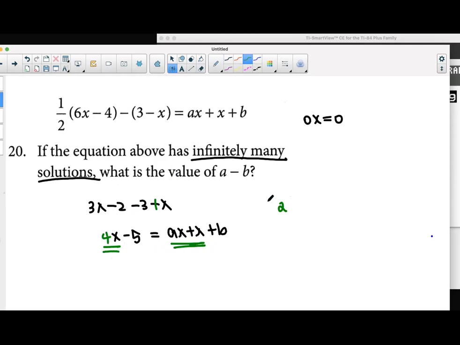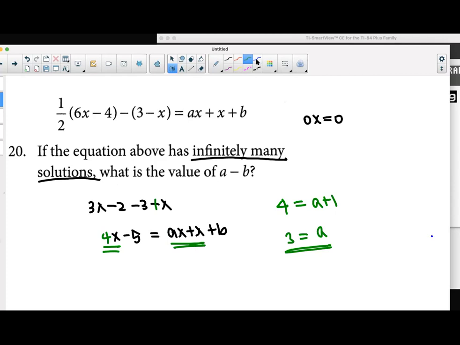So 4, rather, is equal to, that's the coefficient of x. Let's look at the coefficient of x's. a plus 1. That's what we end up getting. So a is equal to what? 3. Let's talk about the constant. Yeah, it was 4x. I made a silly calculation mistake.